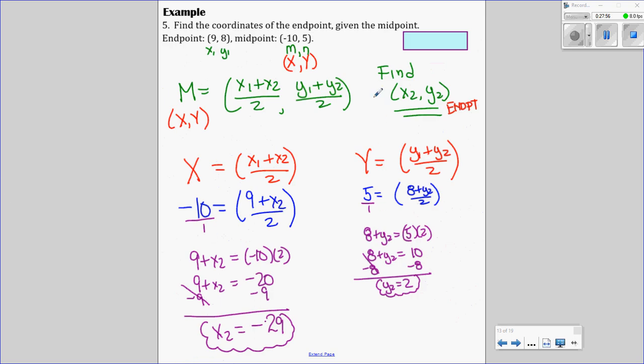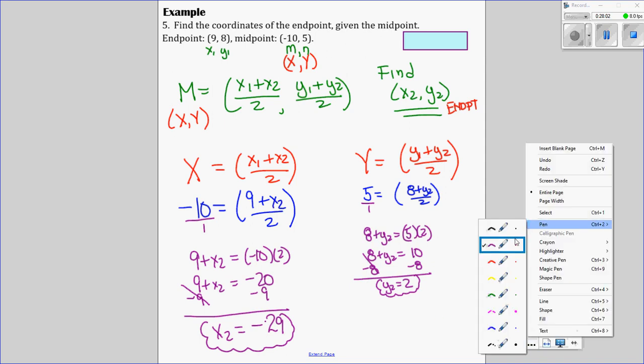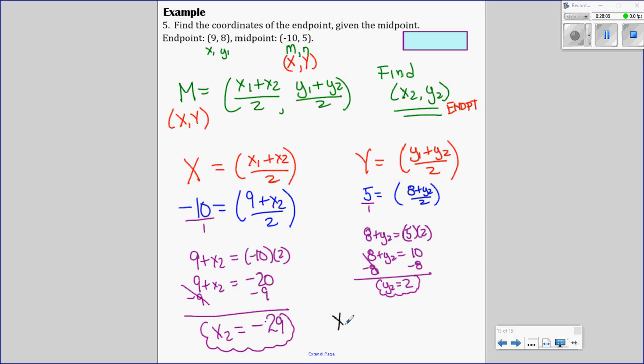Alright, so now we have to find x1, x2, y2. We already found that. And I'm going to use black. So for our x2, y2, that is equal to -29 over 2.